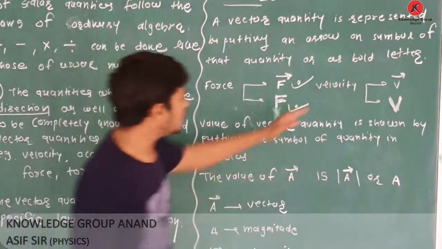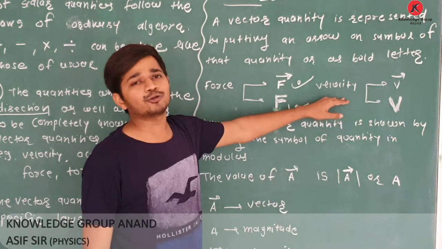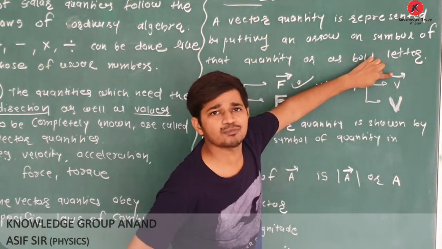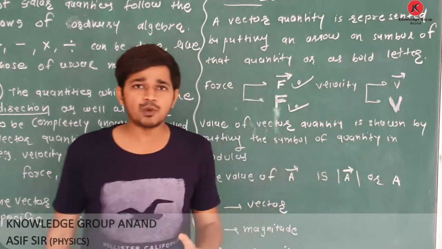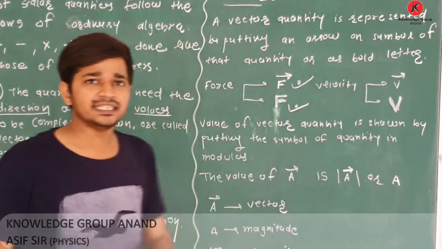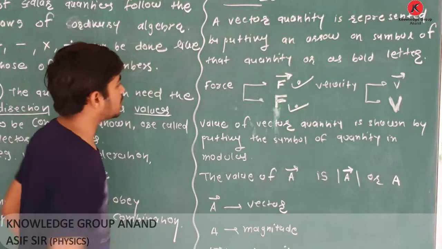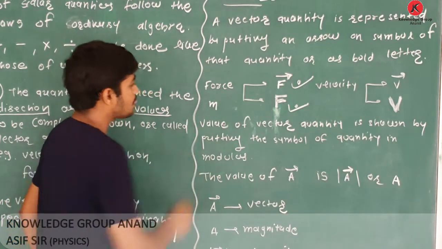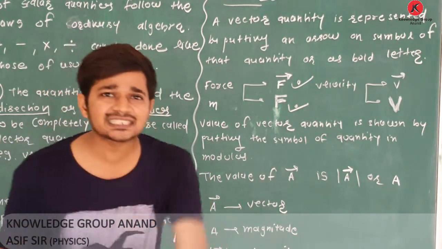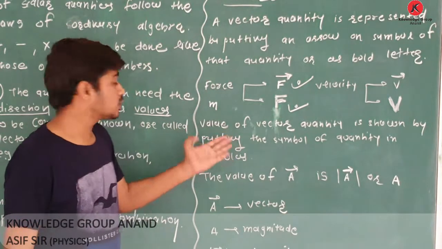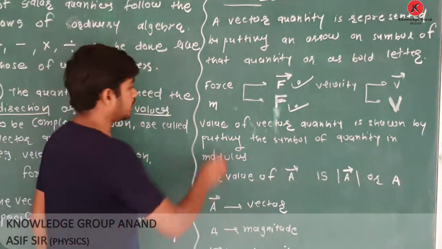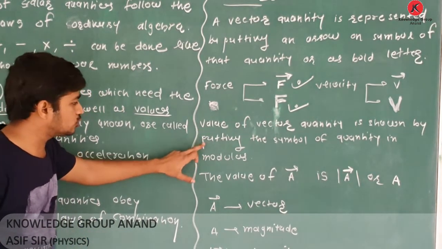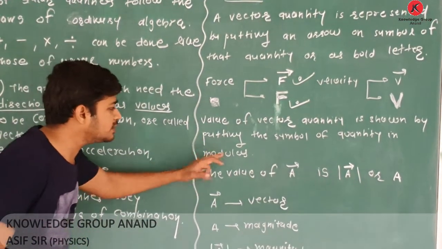Similar example: velocity is a vector quantity. How to represent? Velocity symbol V with an arrow above it, or bold V. Clear about this? F is a vector quantity. If I say I have one quantity like M, that is mass, with no arrow, it means it is scalar. Now the value of a vector quantity is shown by putting the symbol of the quantity in modulus.